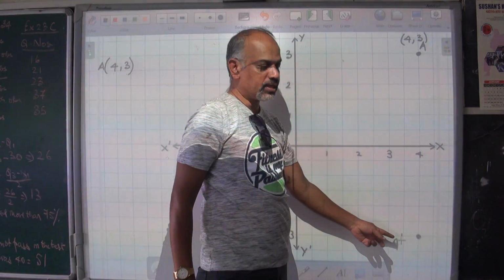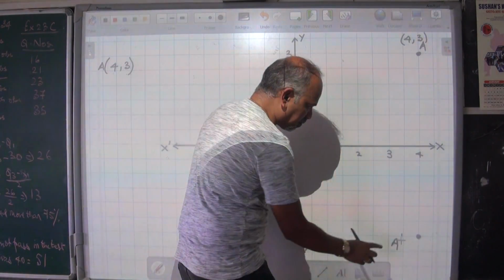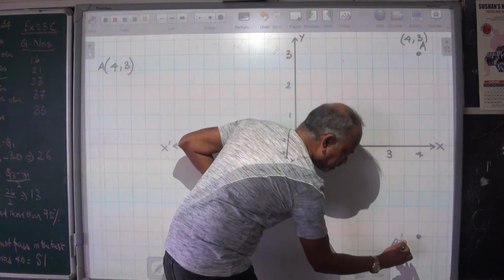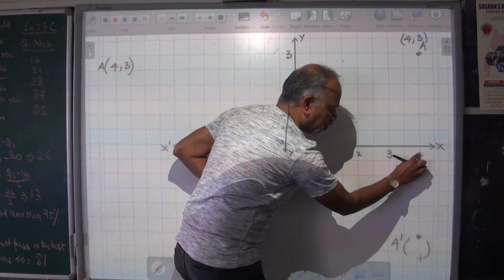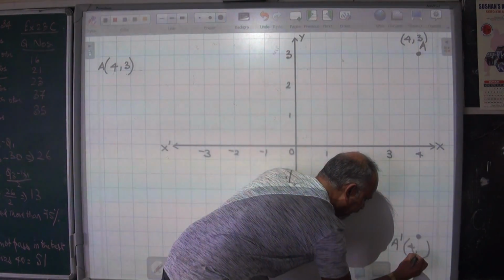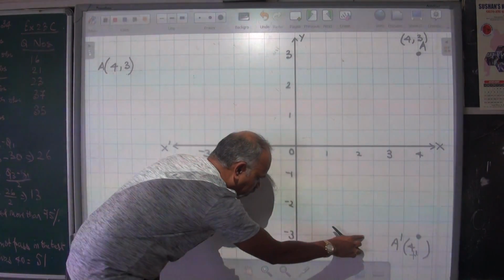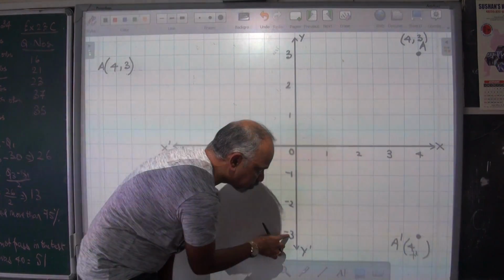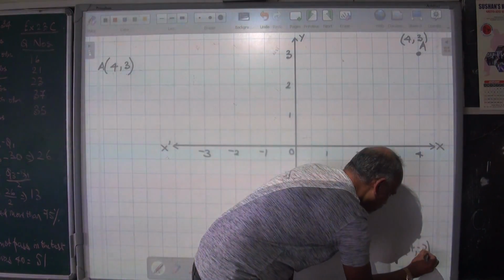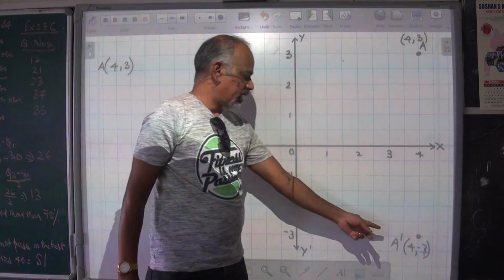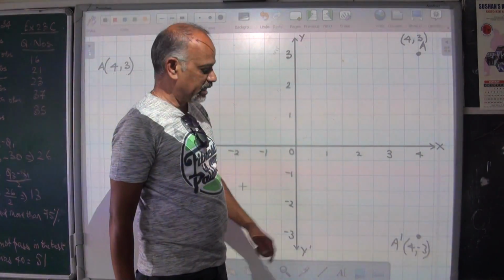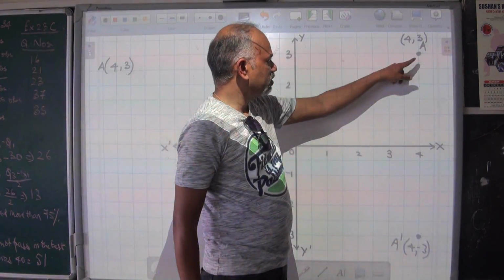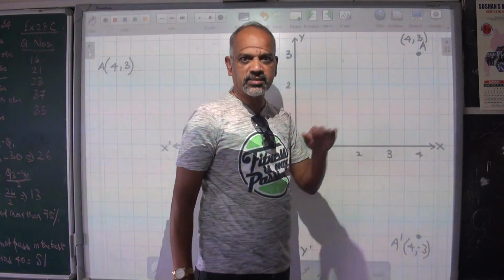That's the reflection. Now write the coordinates of this point. For this point, first you see what is the x value. For this point, the x value is 4. So x is 4. And for this point, the y value is this, that is -3. So A dash's coordinates are 4 and -3. This is the reflection of this point on the x-axis.